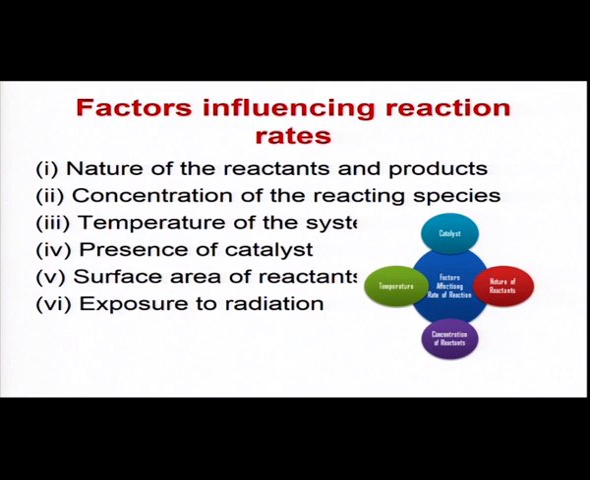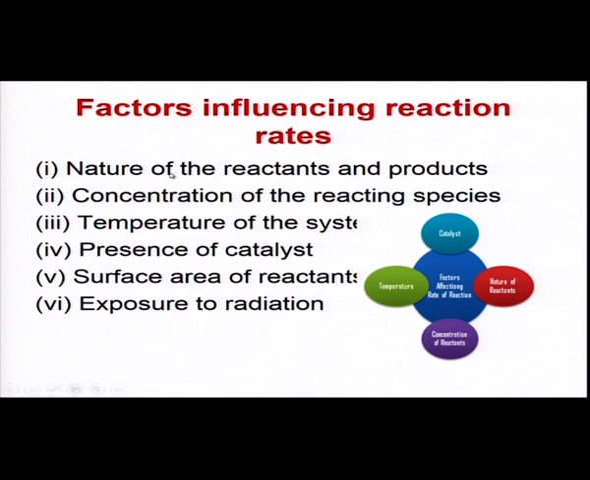Generally there are factors influencing the reaction rate of a particular chemical reaction. These are the parameters that influence the rate of the reaction: the nature of the reactants as well as products formed, the concentration of the reacting species, that is, the initial concentration of the reacting species, the temperature of the system, the presence of a catalyst, the surface area of the reactants, as well as exposure to radiations like UV. So, these are the various factors which can influence the rate of the reaction.